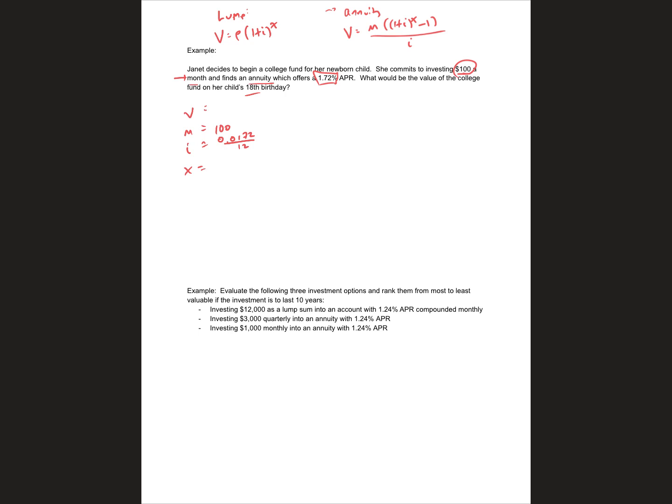X is the number of payments she's making. So she's making monthly payments for 18 years. So she'll be making 18 times 12 payments, which is 216. And we want to know the value. So we're going to take this, plug everything in.